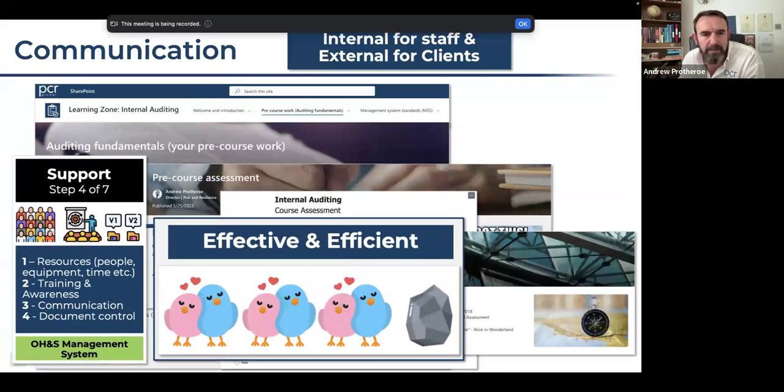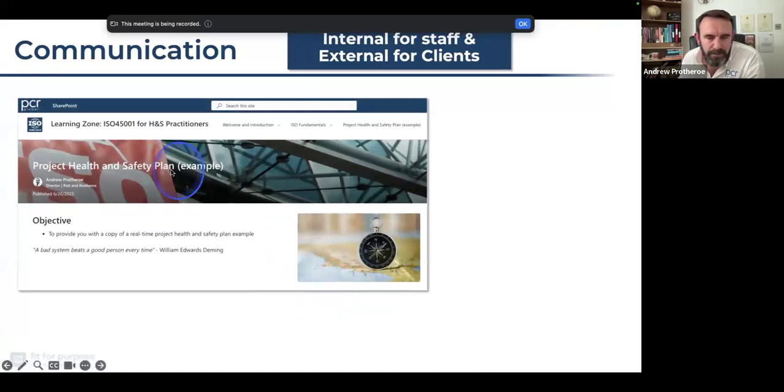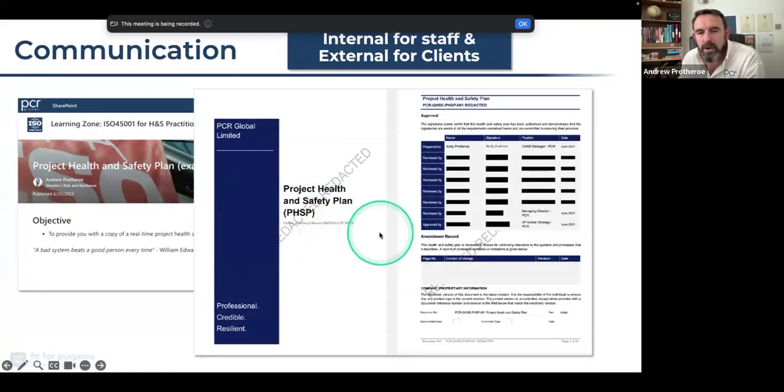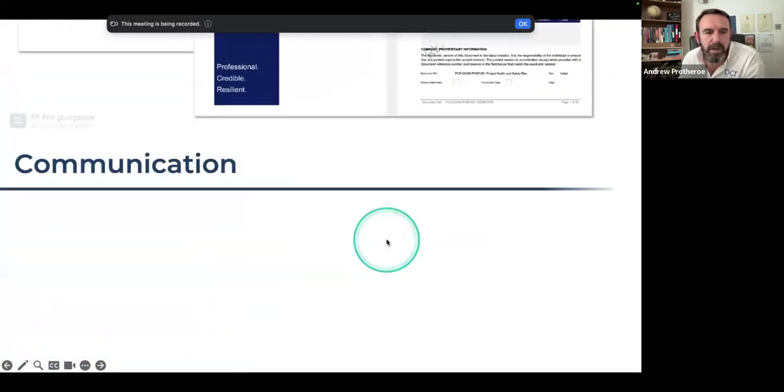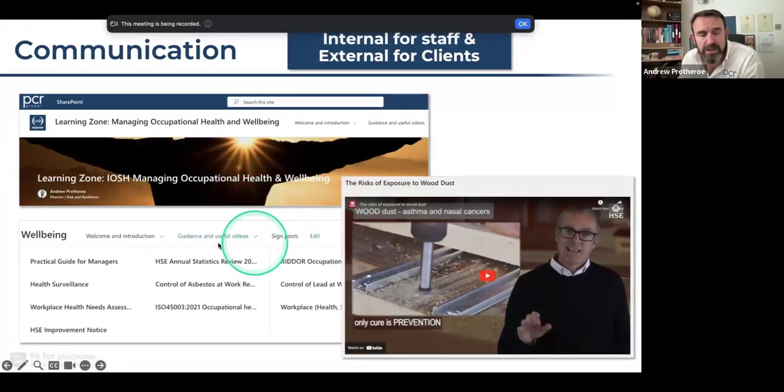We are getting to effective and efficient by communicating properly, whether it's about 45 with our consultants or plans with our consultants. They can go in here and learn. Leading safely, managing. Look at all the stuff that we know when we're consultants.